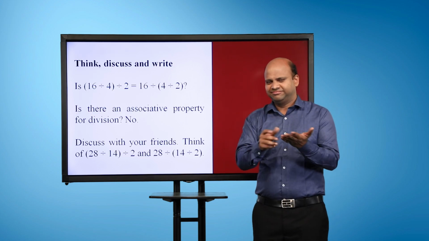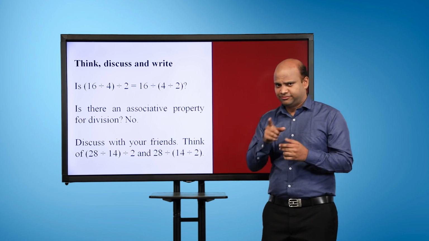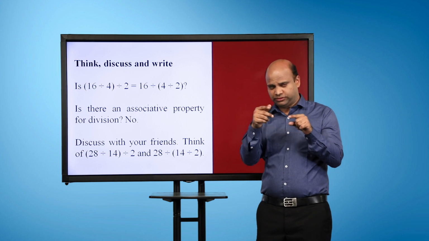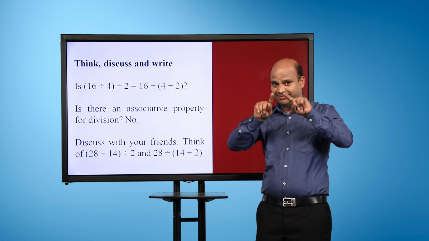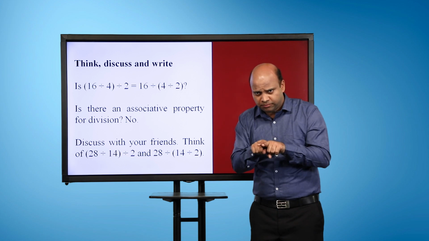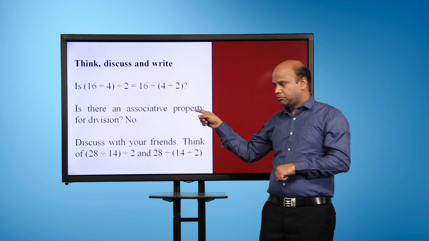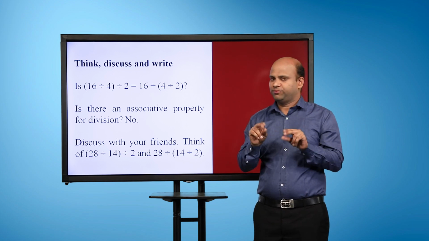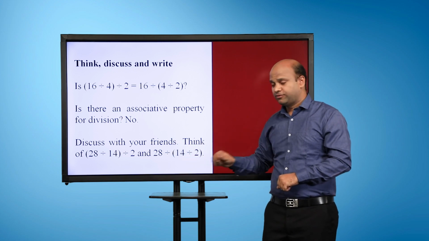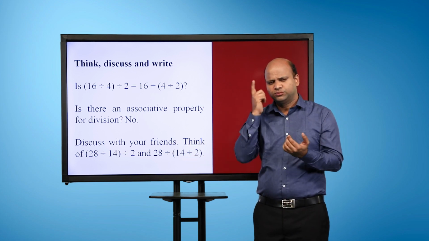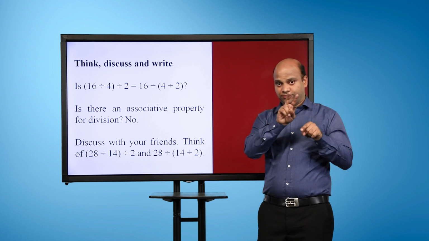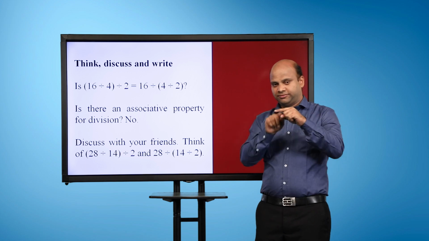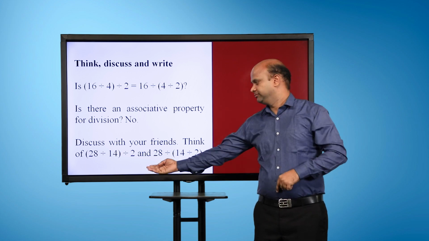Think, discuss and write. Is, in brackets, 16 divided by 4 divided by 2 equal to 16 divided by, in brackets, 4 divided by 2? Is there an associative property for division? No. Discuss with your friends. Think of, in brackets, 28 divided by 14 divided by 2 and 28 divided by, in brackets, 14 divided by 2.